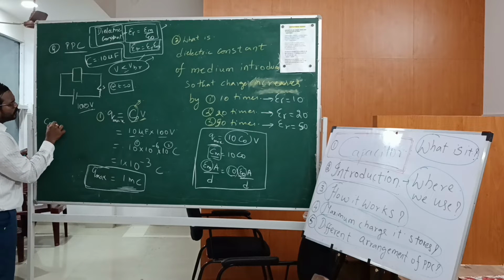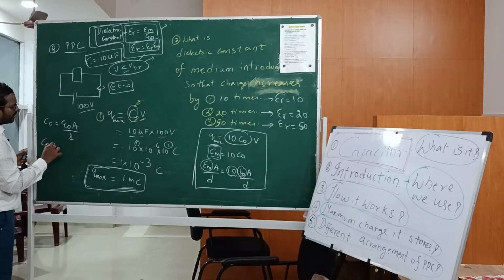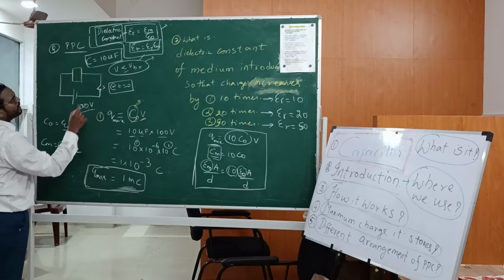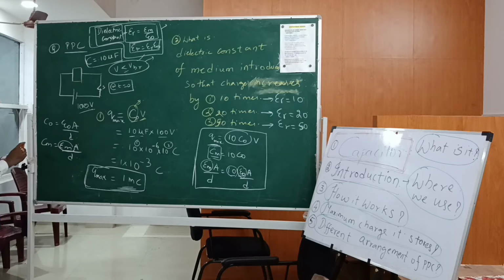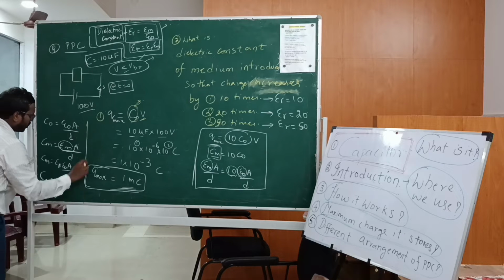Probably C naught is what? Epsilon naught A by D. Cm is what? Epsilon m A by D, when epsilon m is taken as ER into epsilon naught. So Cm is taken as ER into epsilon naught A by D. So C in the medium is equal to ER times C naught.